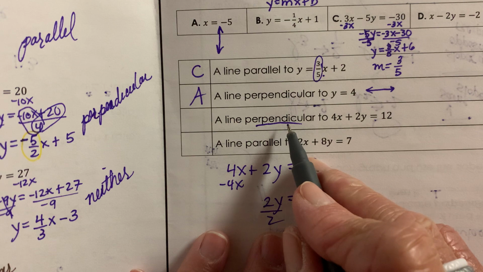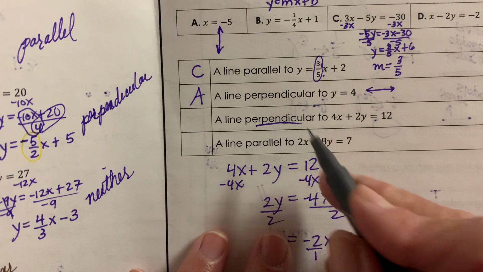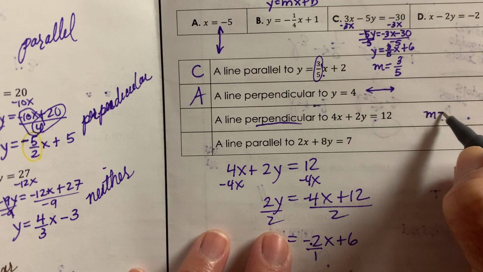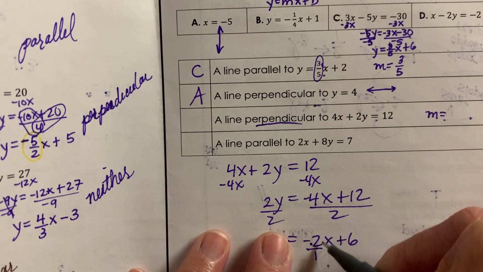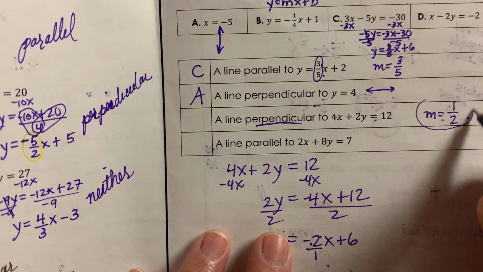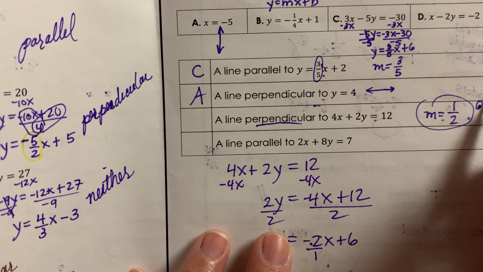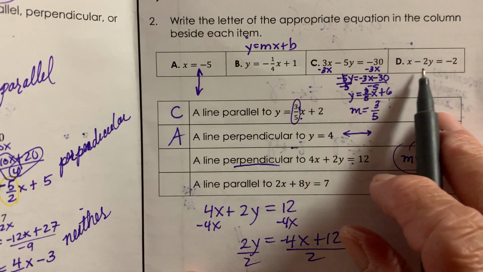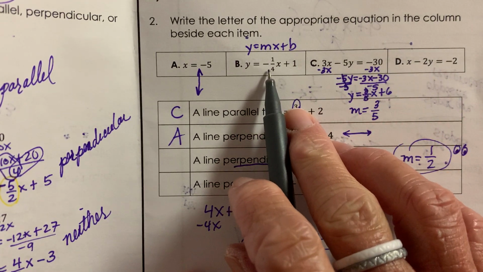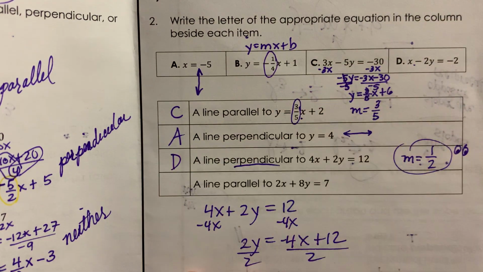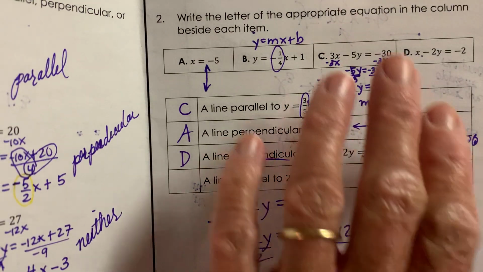We're trying to find something perpendicular to it. So this one's negative. The slope that we need to find is going to be positive, and we want the reciprocal. The reciprocal of 2 over 1 is 1 over 2. So this is what we are looking for, a line up here that has a slope of 1/2. Well, by default, we already know this one has a slope of negative 1/4. It's got to be D. But let's just quickly see why.